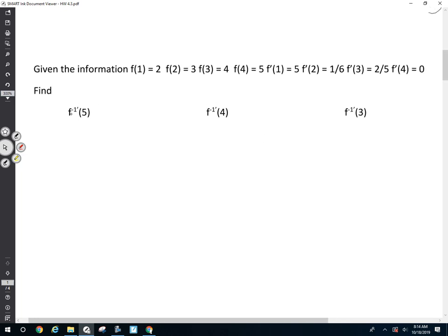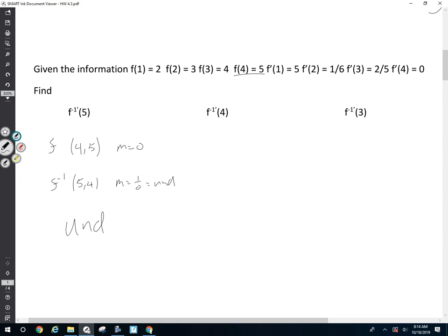Now instead of f and g being inverses, I'm saying f inverse prime at 5. So first, f has the point (4, 5). I can see right here, f's got the point (4, 5). The slope of f at 4 is 0. That means f inverse will have the point (5, 4). And the slope would be 1 over 0, or undefined. So I'm going to say this is undefined.